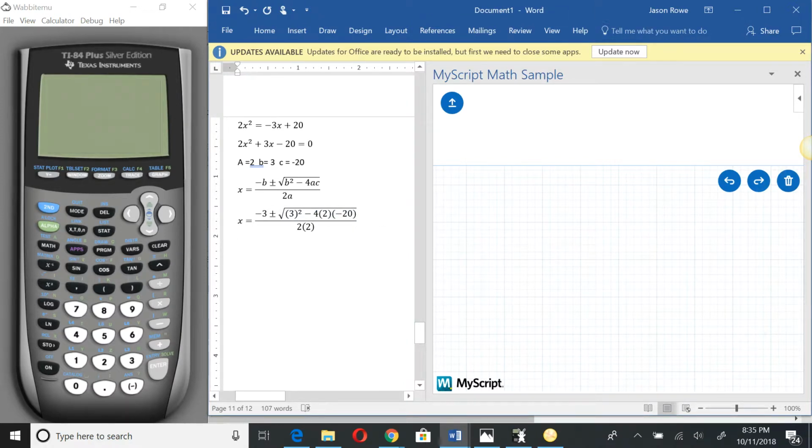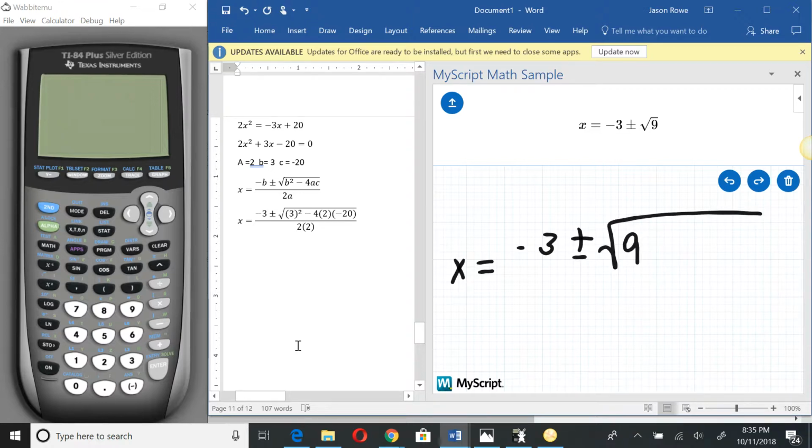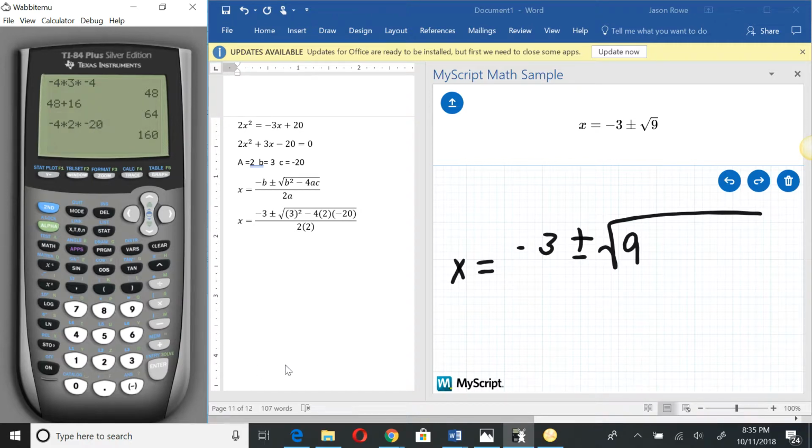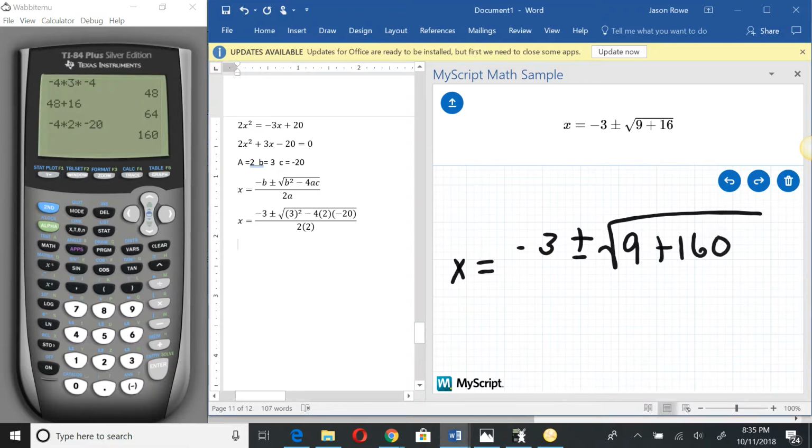And again, simplify the radical. 3 squared is 9. And then negative 4 times 2 times negative 20. So that gives me plus 160, all divided by 2 times 2 is 4. I can go ahead and do that.